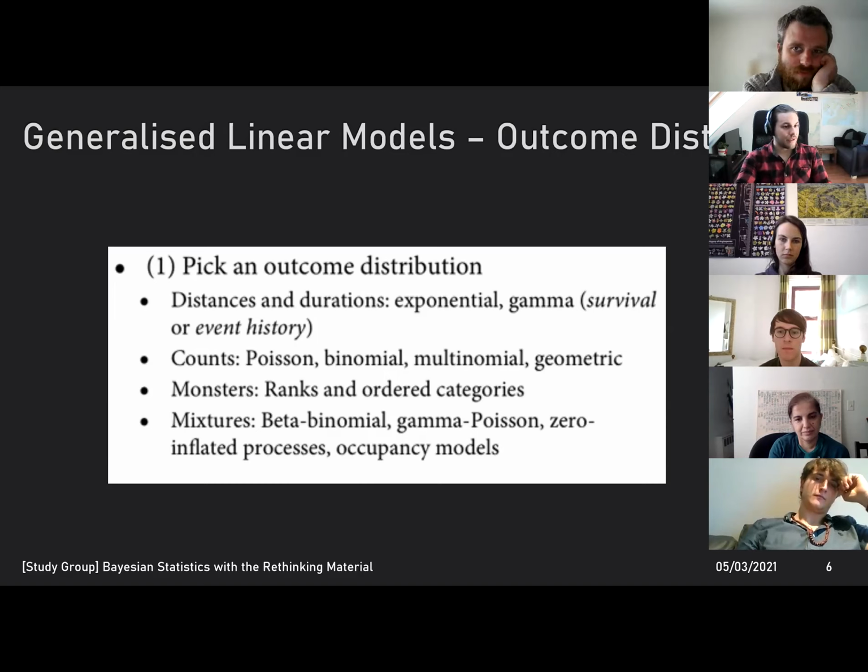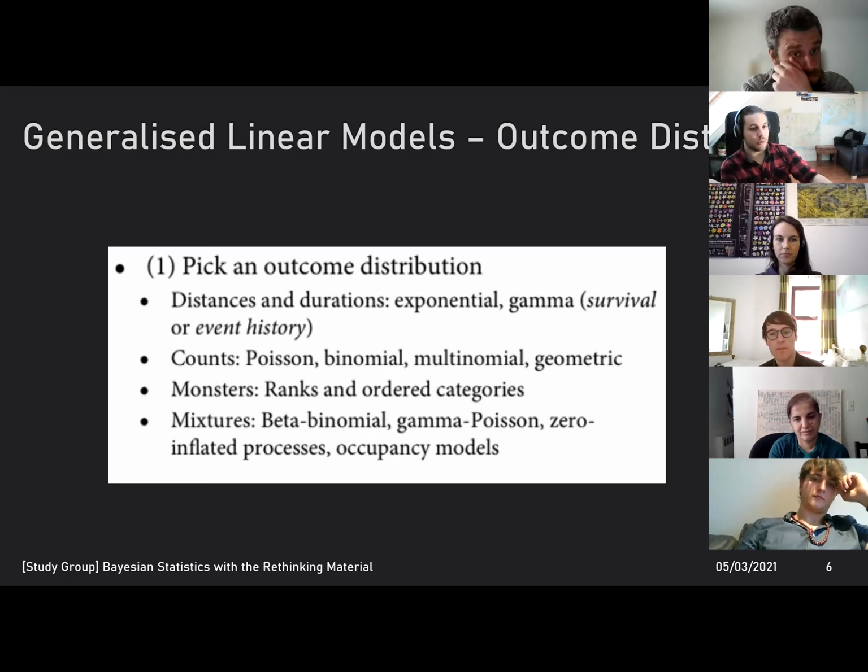If we don't have a fixed trial number, then a Poisson distribution, to my mind, would be much, much more useful. When we have distances or durations, we would probably like to look at exponential functions or gamma functions. So for example, with dispersal events, we would probably like to look at a gamma distribution because we could argue that dispersal will not happen.